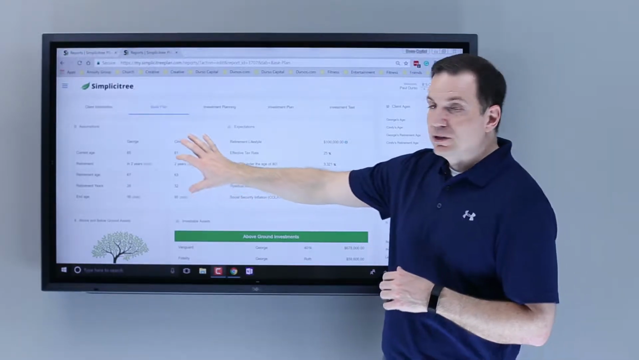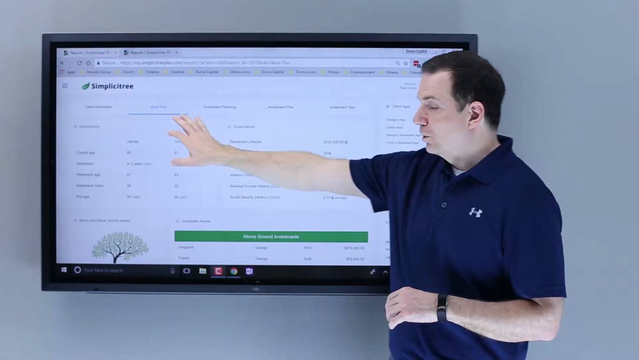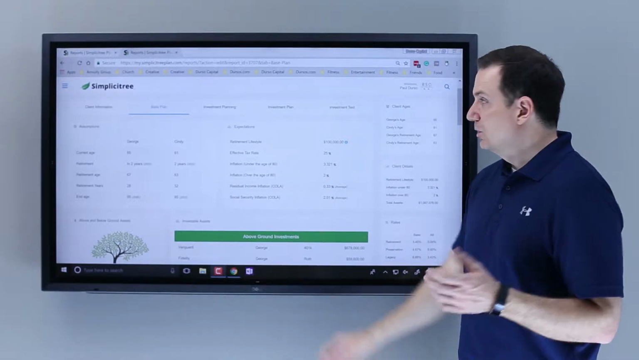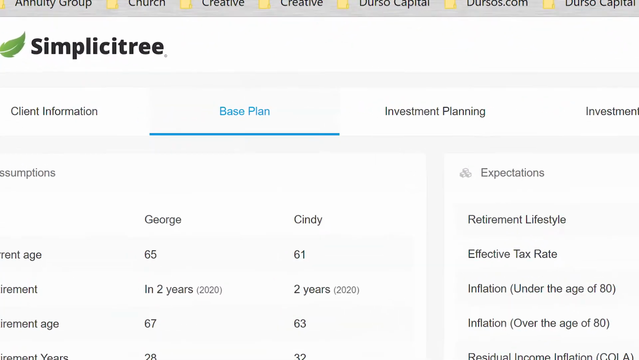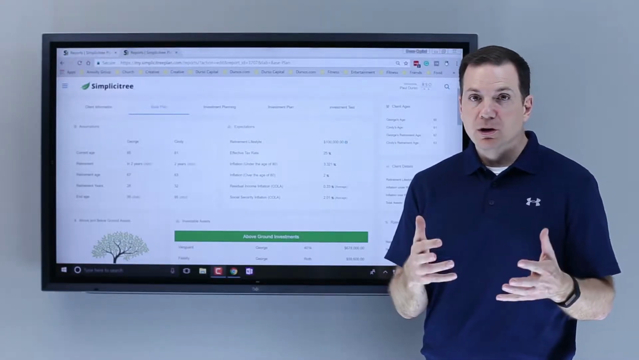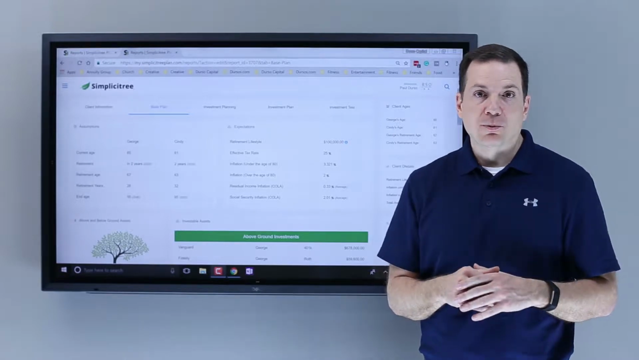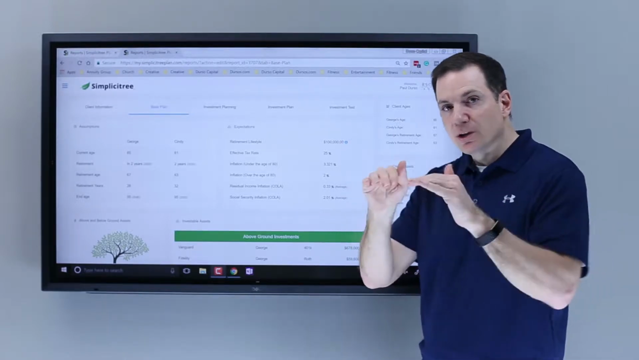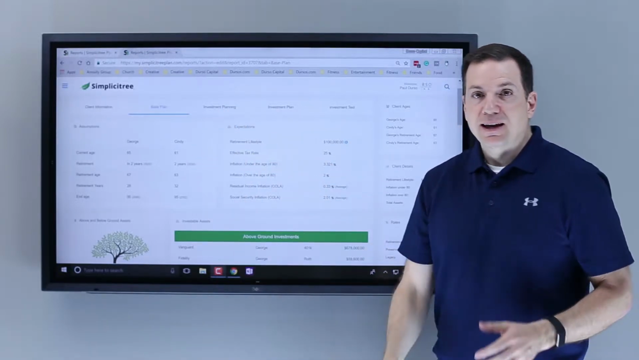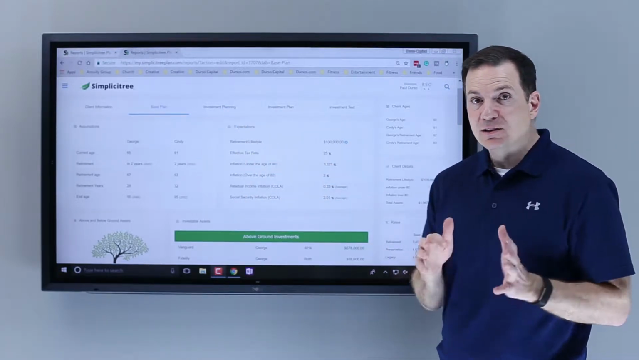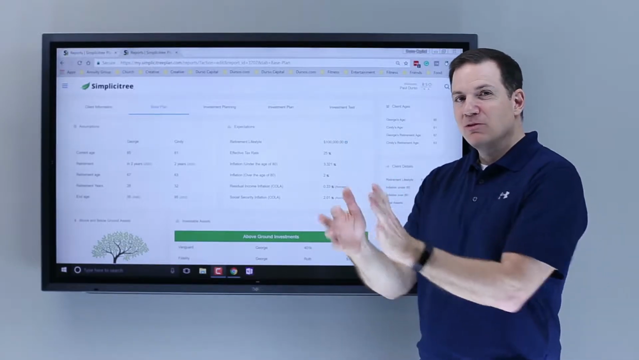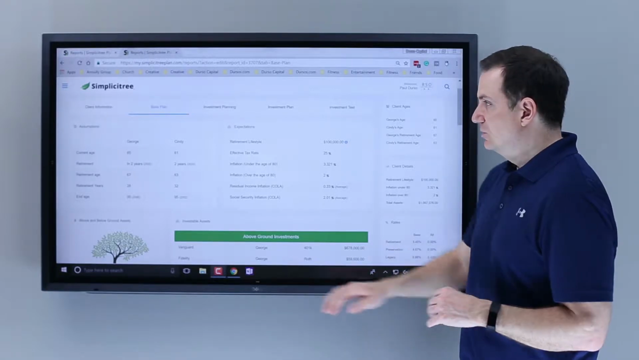So what I want to show you is how Simplicitree works. What we're going to do is we're going to break it down into two different areas for this video. The first one we're going to talk about is your base plan. This is basically where your prospects, where your clients are without your help. This is a general overview looking at their scenario of where they are, where they want to go, and the information that they need to plan how to get there. And you're going to tell them how to do that, which is really the value proposition of this software, which I'll get to in a minute.